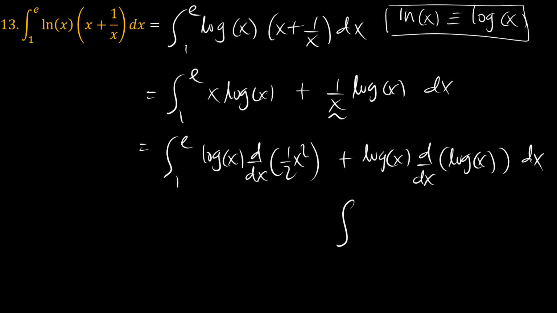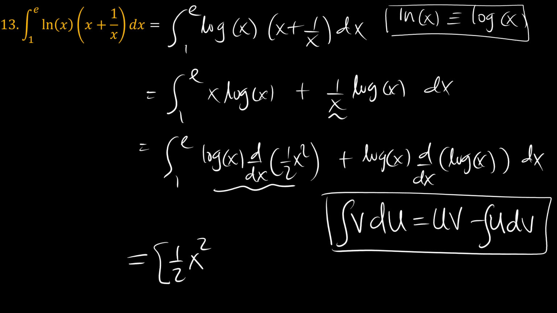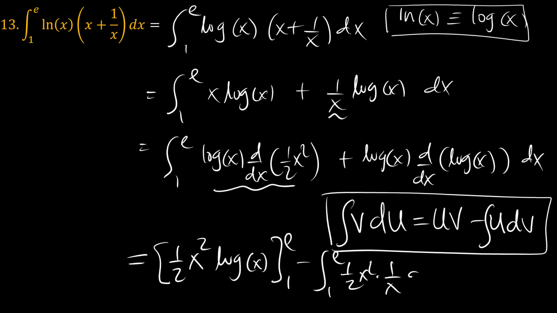In integration by parts, we say if you have a product of function v and the derivative of function u, when you integrate that, you have uv minus the integral of u times the derivative of v. So with that in mind, we now say this is a half x squared log of x from 1 to e, minus the integral from 1 to e of a half x squared times 1 over x, right? So this covers this entire part.